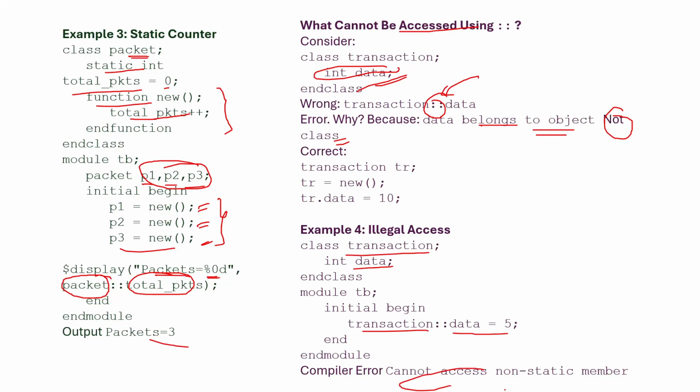So we cannot access non-static members with the scope resolution operator. Am I clear? The scope resolution operator is strictly related to static members, static methods, all these things. Typedef or enum, all these things only we use the scope resolution operator with. Then we can call it in your module without using any object. Without creating the object, we can assign the values and we can override the values.